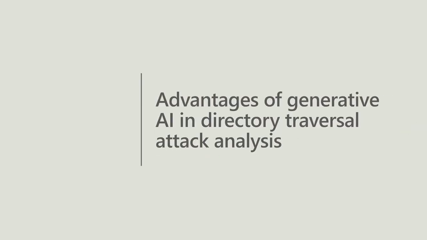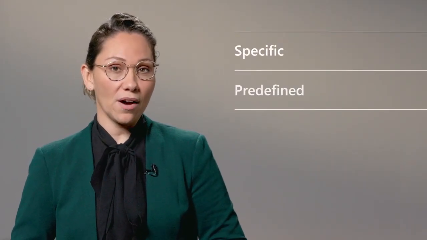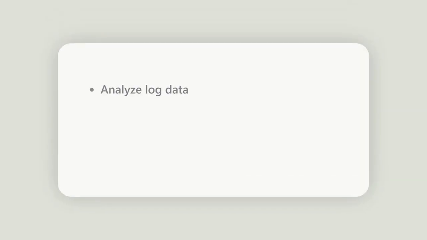Generative AI models greatly improve the detection of directory traversal attacks by learning and recognizing complex patterns in large amounts of data. They're better than traditional systems that only look for specific, predefined signs of attack. These models analyze vast amounts of log data to uncover subtle attack indicators, often missed by human analysts, such as suspicious patterns in benign HTTP requests, as a result, improving detection accuracy.